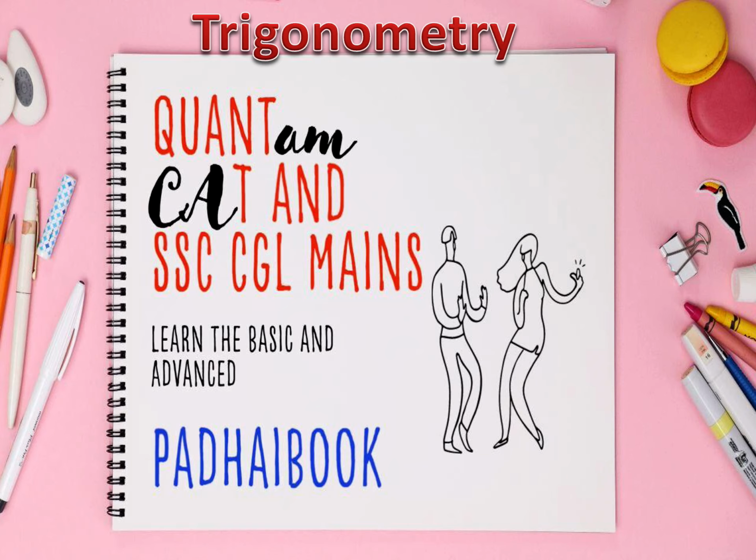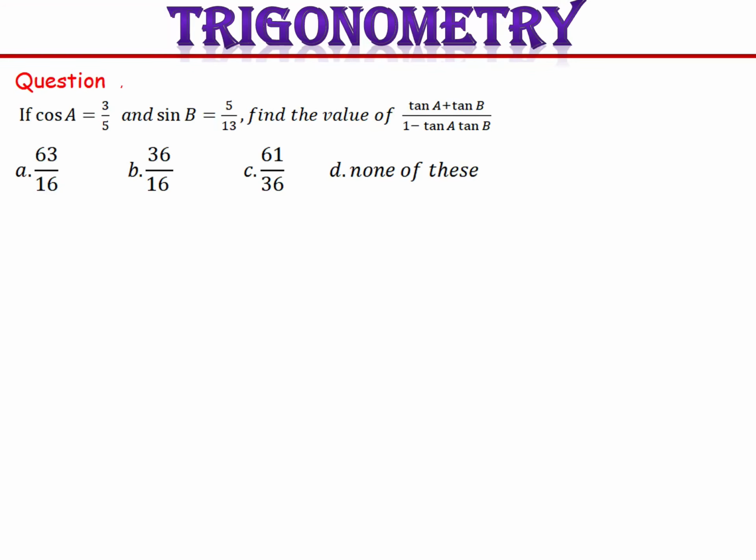We are going to help the students who are preparing for CAT or CGL main exam. We are going to explain questions of each topic in a very easy and simplified way. Today, the topic which we are taking is trigonometry. Everybody thinks that trigonometry is a very difficult topic, but actually it's a very simple and an interesting chapter. So here we have the first question.